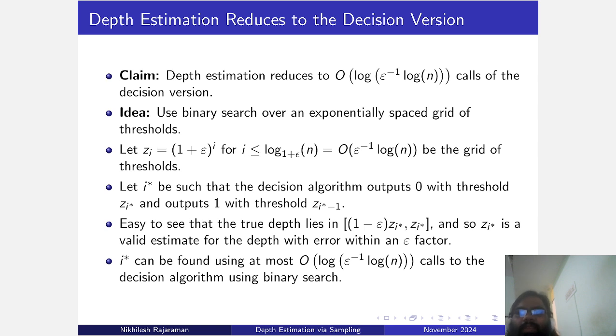Instead of scanning all of these thresholds from left to right, we can do a binary search on these thresholds. So we have this log n by epsilon thresholds, and we do a binary search on these thresholds, and that is going to take log of log n by epsilon different calls to this decision problem. And using only basically order log n calls for a constant epsilon, we can solve this estimation problem as well. And so basically we've proven this claim.